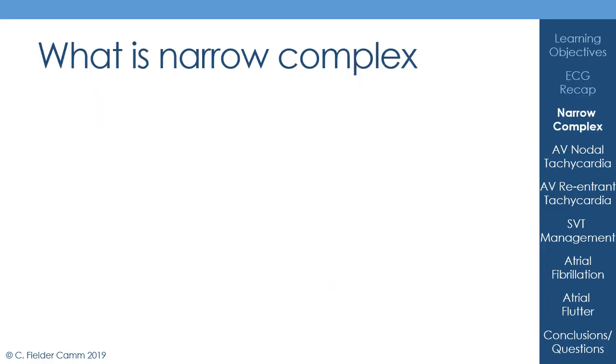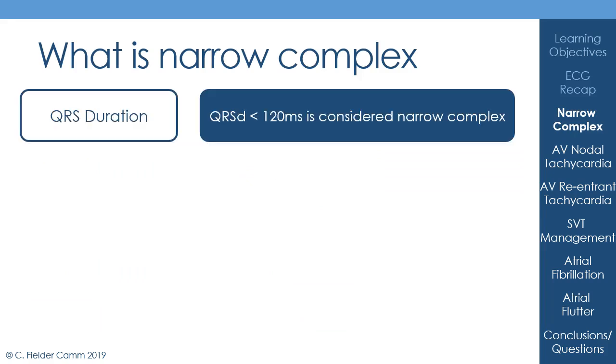So what is narrow complex when it comes to tachyarrhythmias? Well, firstly, and most generally, I think we're saying that the QRS duration must be less than 120 milliseconds to be considered narrow complex. And as we've talked about on previous lectures, what that means is that the ventricular depolarization is using the standard pathway that we particularly went into detail in lecture 4.